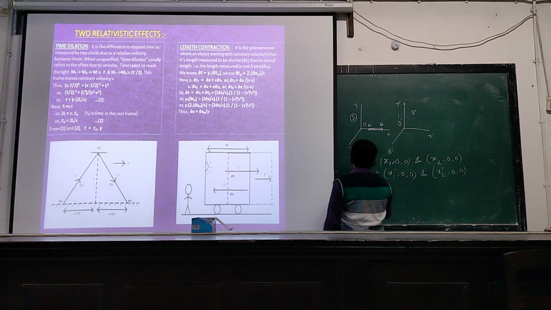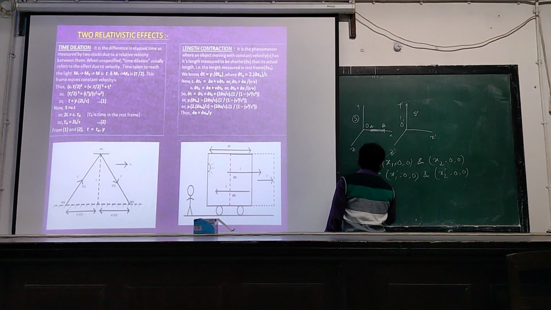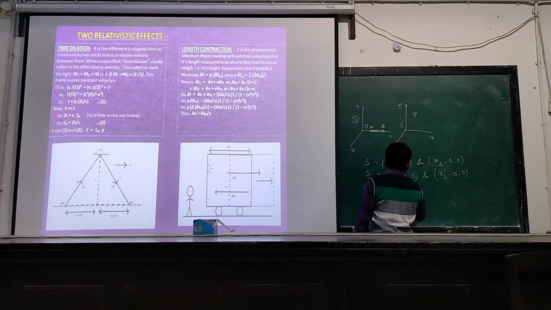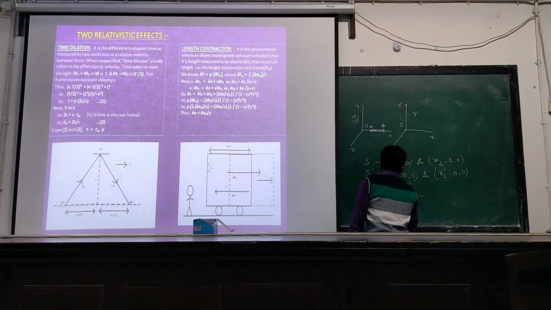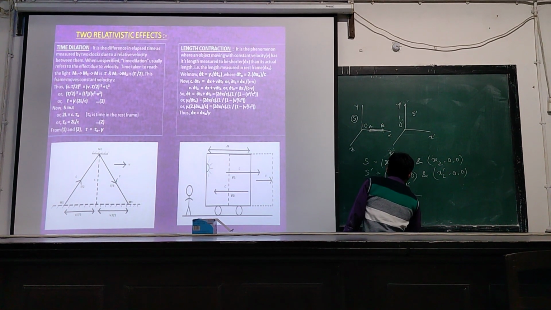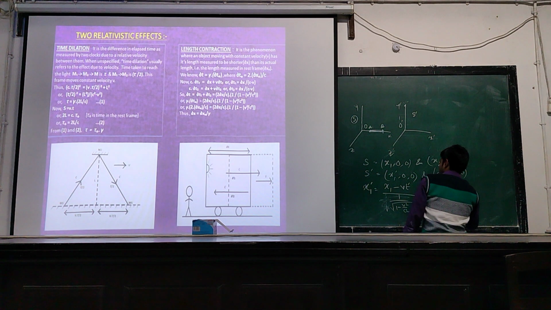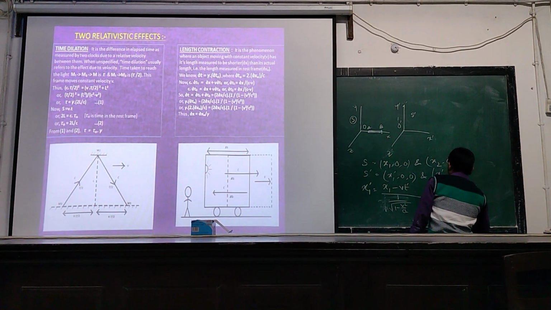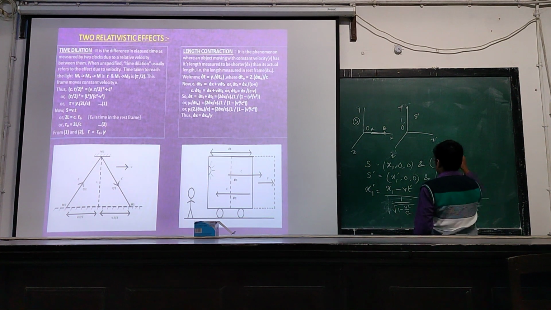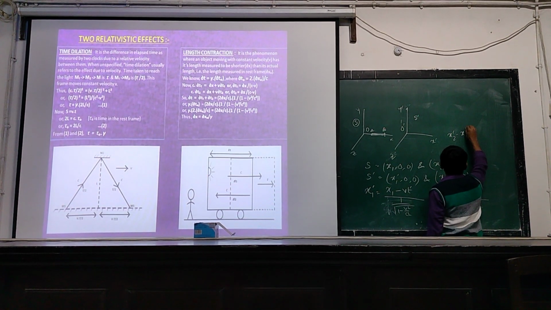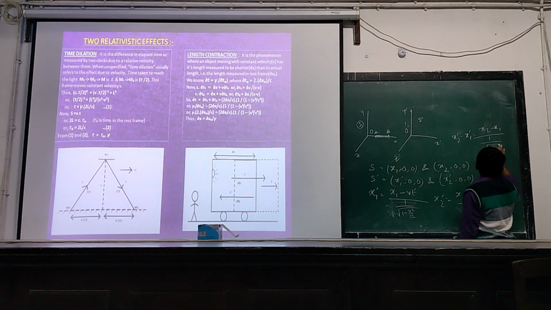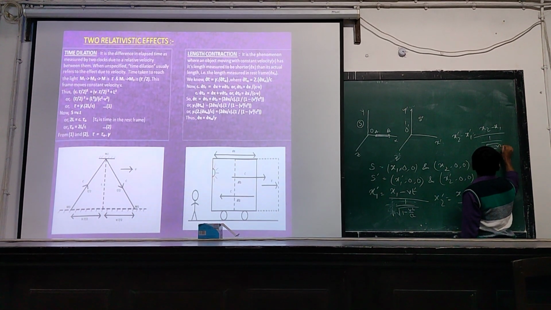According to the Lorentz inverse transformation, we all know that x1' is equal to x1 minus vt, and x2' is equal to x2 minus vt. So x2' minus x1' is equal to x2 minus x1 divided by root of 1 minus v squared by c squared.